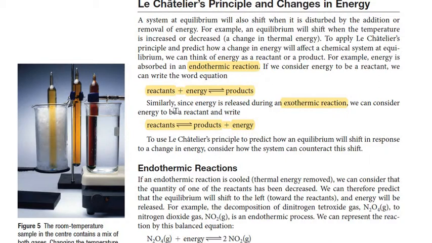What about when we reduce the temperature? For an endothermic reaction, when we reduce the temperature, we reduce the thermal energy, and the reaction will shift to the left side, to the reactant side. And for an exothermic reaction, when we reduce the temperature or the thermal energy, the reaction will proceed to the right hand side, or the product side.